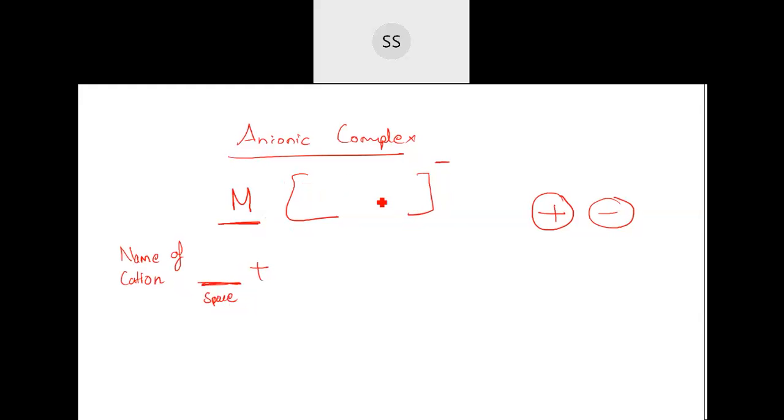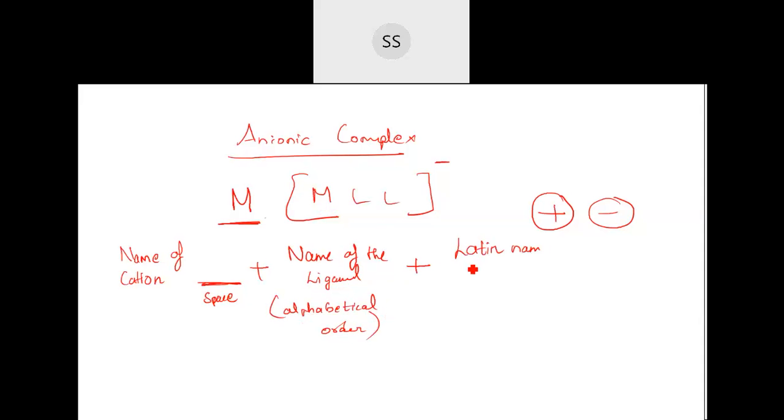Now in the complex, first what you have to name is the ligands. It will be similar: the name of the ligand you have to write, and the naming of the ligands has to be done in alphabetical order. Once you finish naming the ligands, you will find one transition metal, and then many ligands are there. So you name the ligands, then you come to the transition metal. You have to write not the normal name, you have to write the Latin name of that metal.